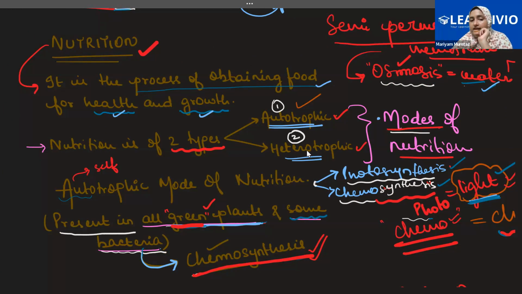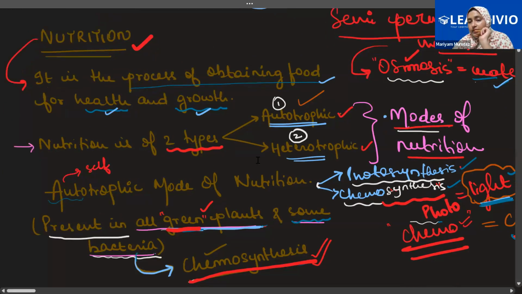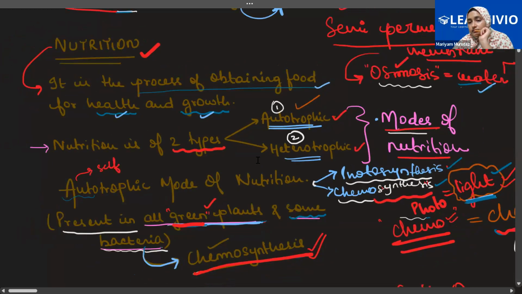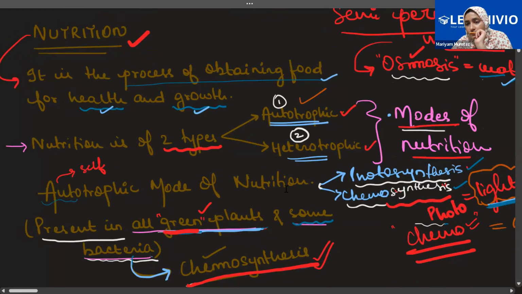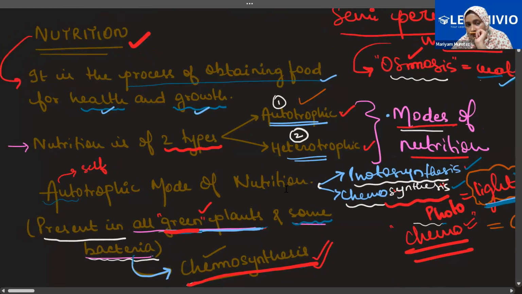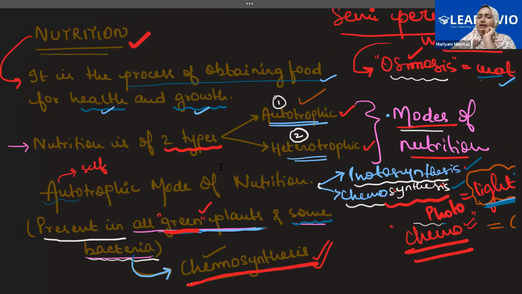Autotrophic, yes. Ma'am, won't it be obtaining food and utilizing it? Won't the definition be like obtaining food and utilizing it? Yes, you utilize it also, correct? So if I write only obtaining food, won't it cut our marks? No, it won't. You can modify your answer, but this is the basic thing, right? You can add things accordingly, and your marks will not get cut for this.